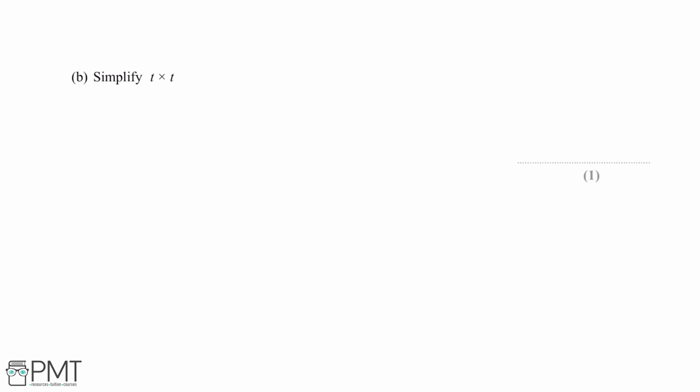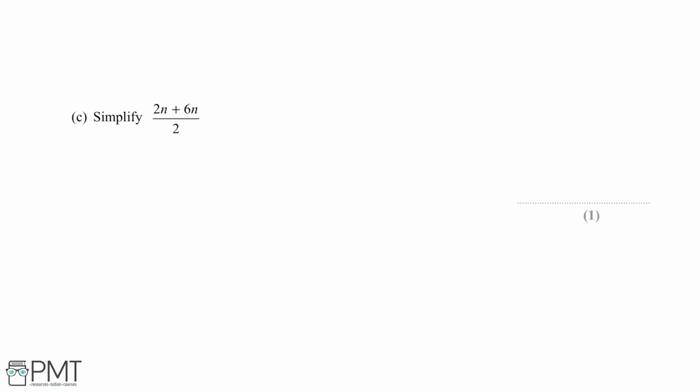Simplify t multiplied by t. So if we let t be equal to 3, then this means that t multiplied by t is 3 multiplied by 3. Now when we're multiplying two numbers which are the same, this is the same as squaring it. So this means 3 multiplied by 3 is equal to 3 squared. Now the same principles apply to algebra. So this means that t multiplied by t is equal to t squared. And this question is worth 1 mark for the correct answer.